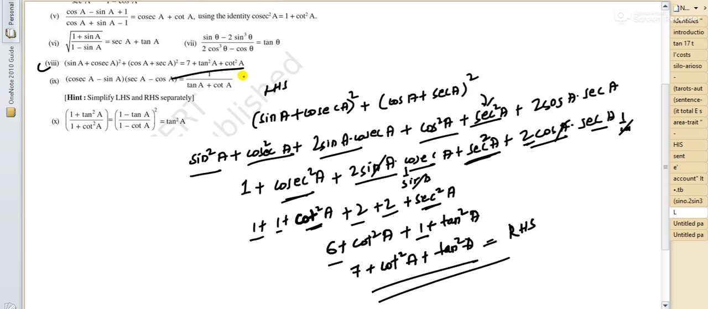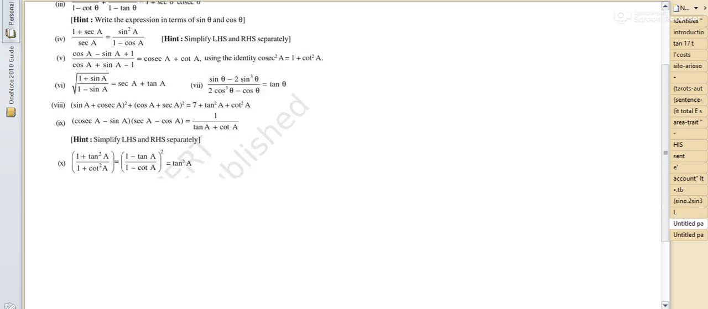Now moving to question number 9. So question number 9 is here. What they have given? They have given that prove that cosec a minus sin a into sec a minus cos a is equal to 1 by tan a plus cot a, and they have also asked to solve it separately, LHS and RHS. So let me solve LHS first.